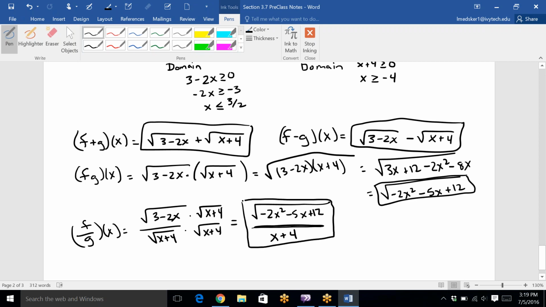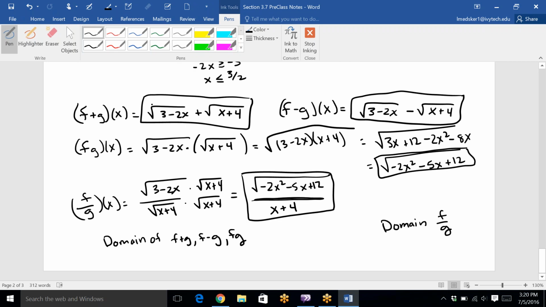Now let's talk about the domain issue. Okay, so for domain of f plus g, f minus g, and f times g, it's a combined domain of what we call the intersection of the two domains that we have here. So we're going to have to probably draw a picture. F over g will have an extra restriction.